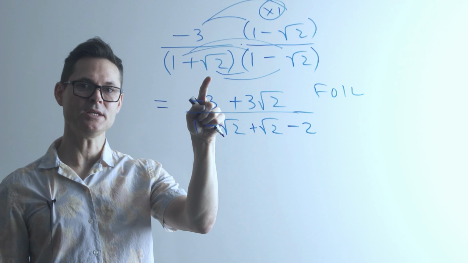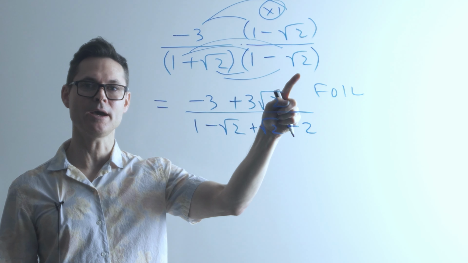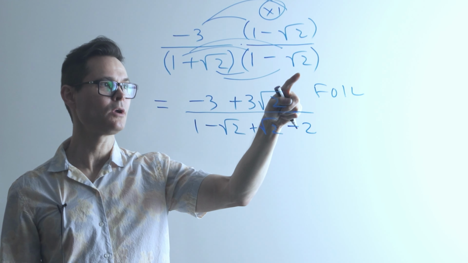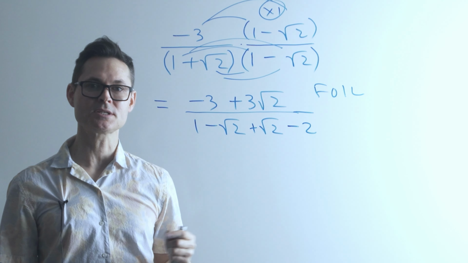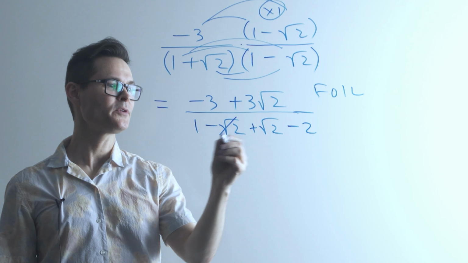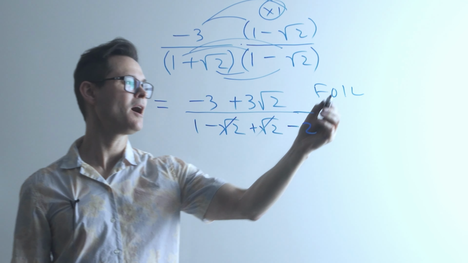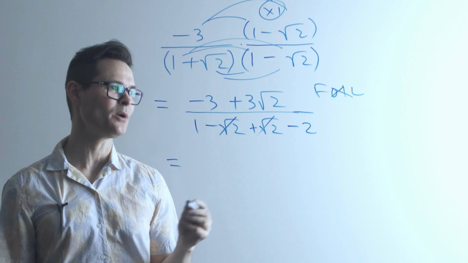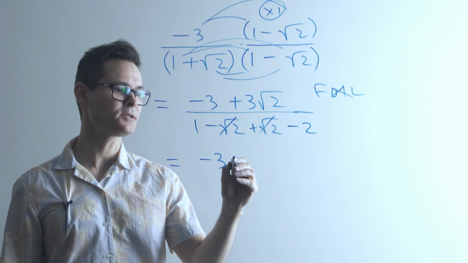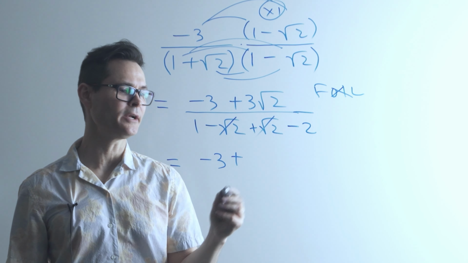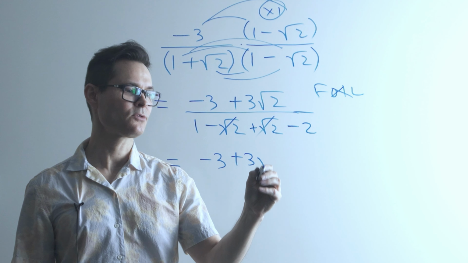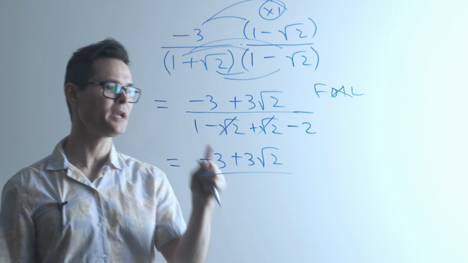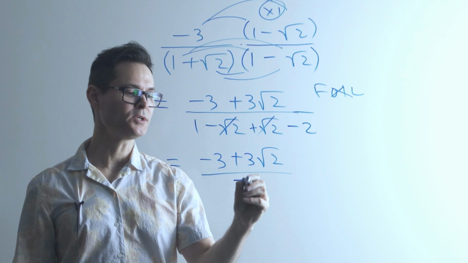When you take a radical and multiply it by an identical radical, then the answer is simply just the number under the radical. For the brilliance here, it's the O and the I. The O and the I in FOIL cancel. That's why we use the conjugate. That's why it works. The upstairs doesn't change. So the numerator is still negative 3 plus 3 root 2. And then I get a 1 minus 2, which is negative 1.